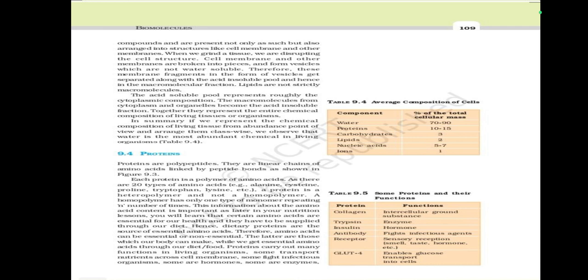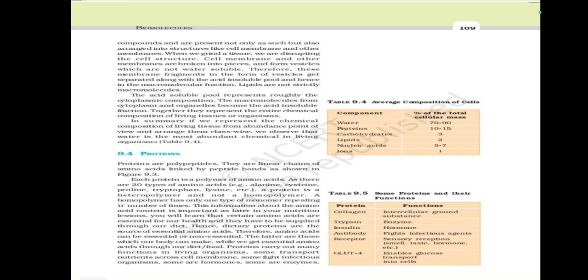Proteins are polypeptides. They are linear chains of amino acids linked by peptide bonds as shown in figure 9.3. Each protein is a polymer of amino acids, as there are 20 types of amino acids, for example, alanine, cysteine, proline, tryptophan, lysine, etc. A protein is a heteropolymer and not a homopolymer. A homopolymer has only one type of monomer repeating n number of times.